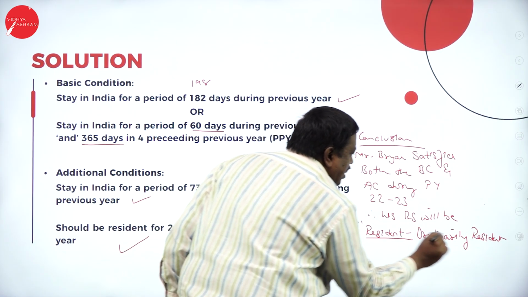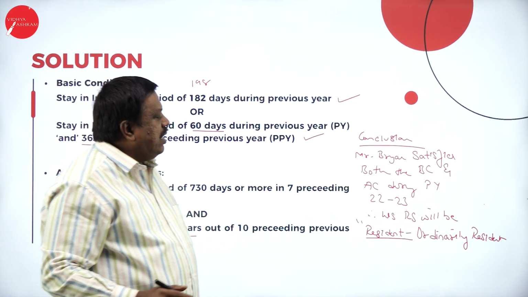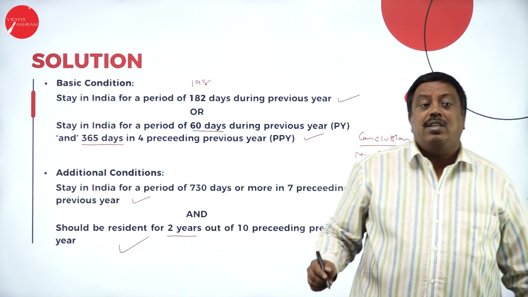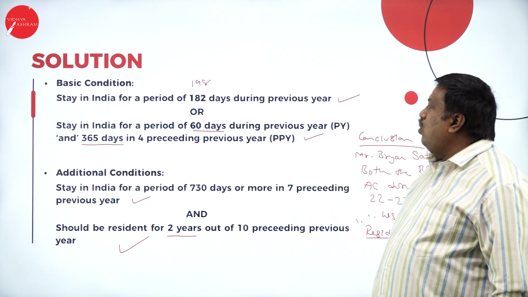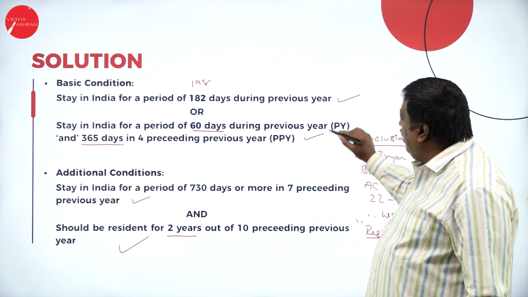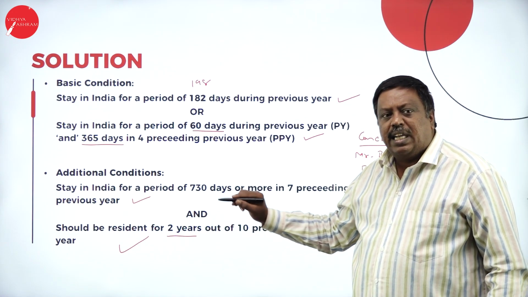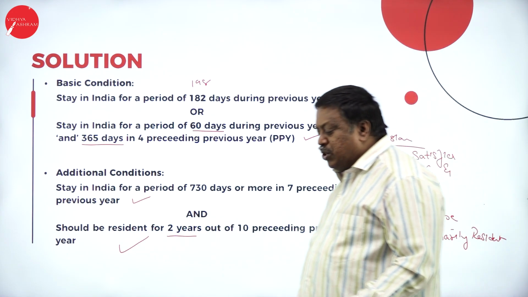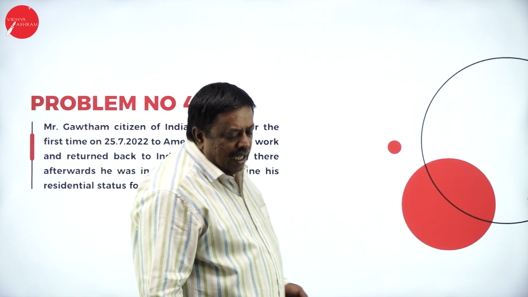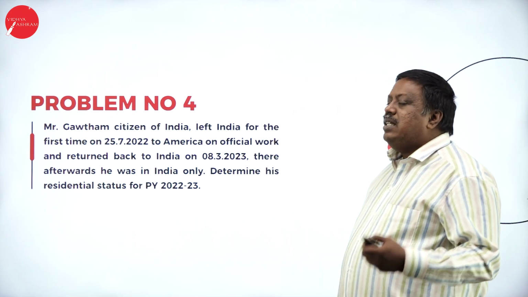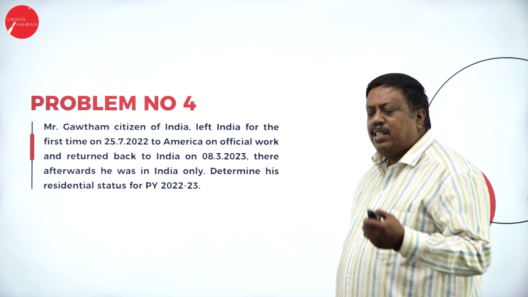So what is my status here? Resident, ordinarily resident is the status of Mr. Brain during previous year 2022-23. So I have satisfied both the basic conditions and both the additional conditions. This is how we have to solve the problem here. So next, let us take the next problem, the next situation. Let us solve and understand thoroughly here.